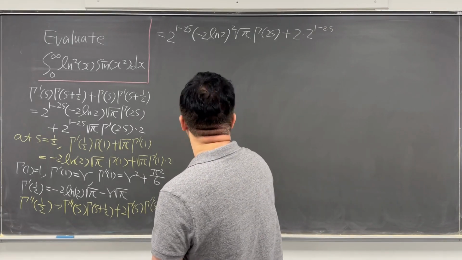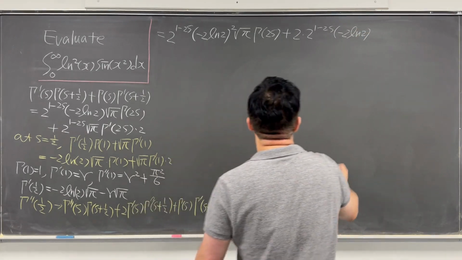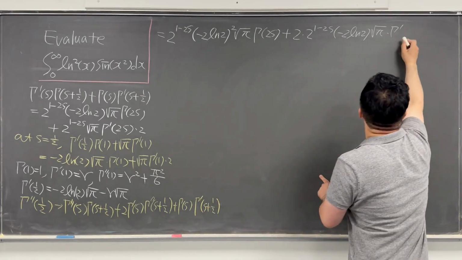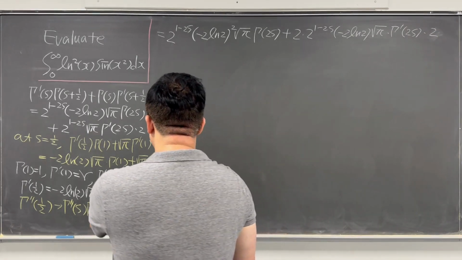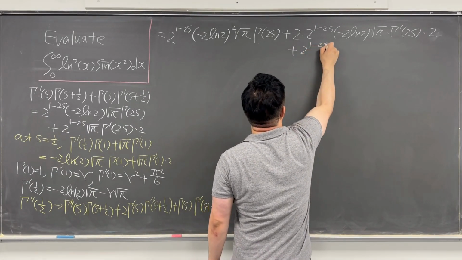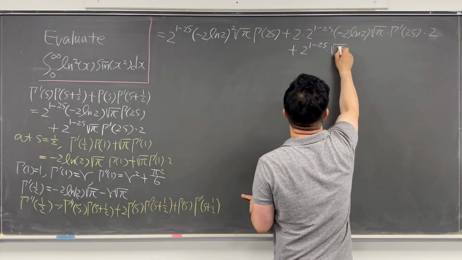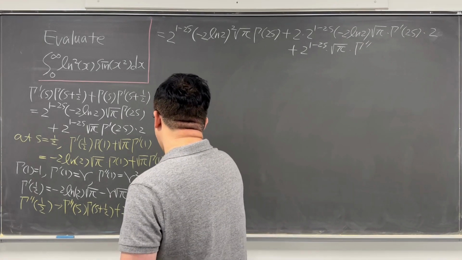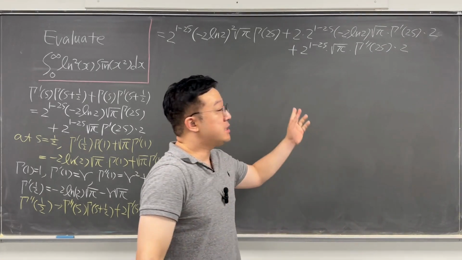Then after that, we still have this negative 2 ln 2 to be multiplied, and that times square root of pi times gamma prime of 2s times 2. And then we have one more term, right? So we have one more term that is plus 2 to the power of 1 minus 2s, then that times square root of pi, and that times gamma double prime of 2s times 2. Okay, so this is what we have, right?